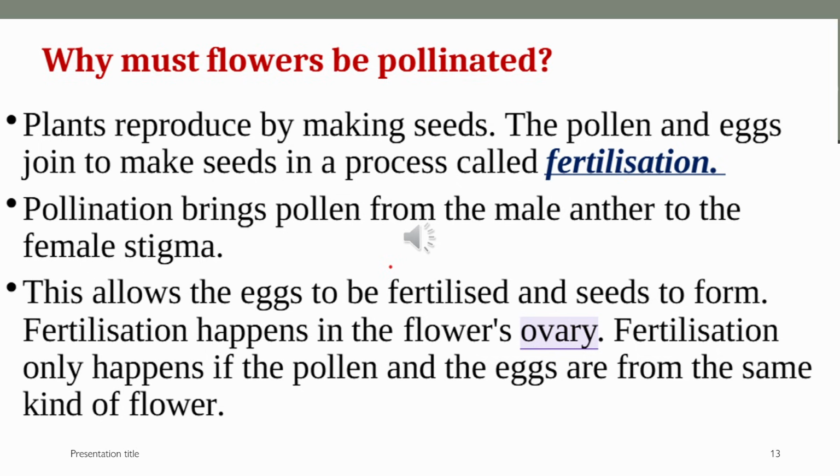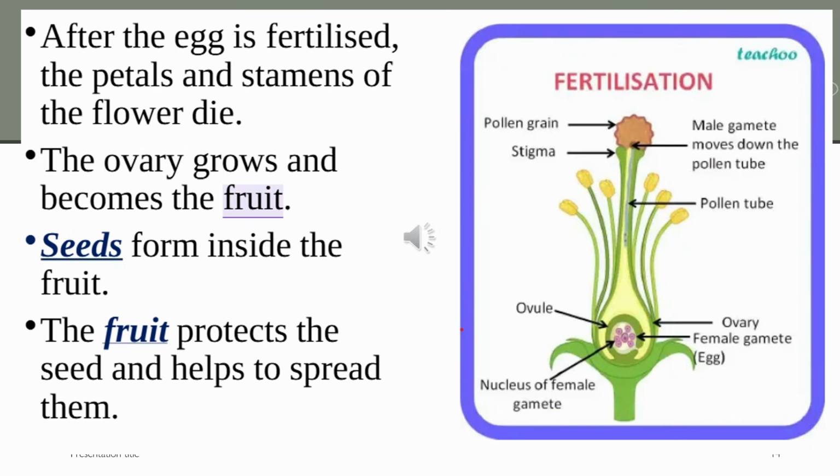Pollination is important to maintain the type of the flower ongoing. Once the egg is fertilized, the petals and the stamens of the flower will die. The ovary grows big and this becomes the fruit. So seeds will form inside the fruit and the fruit protects the seed. This helps them to be spread later.